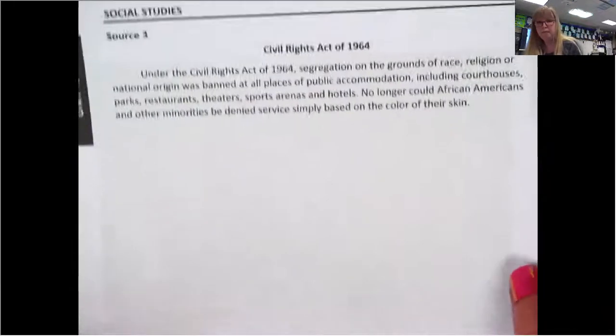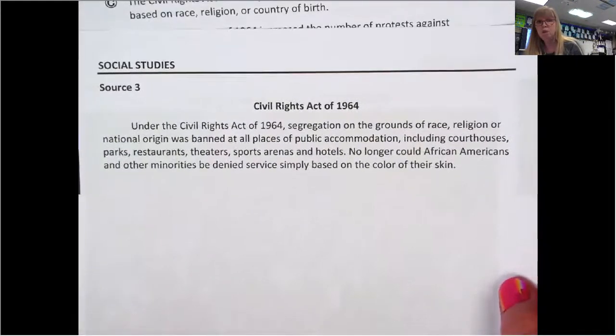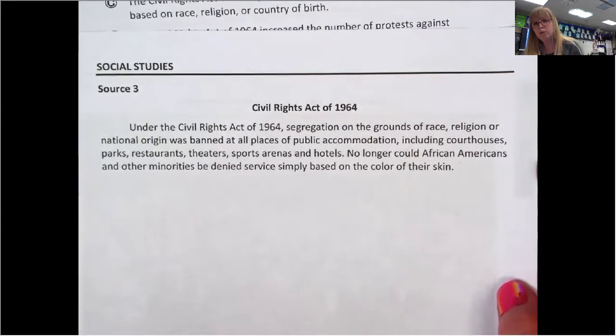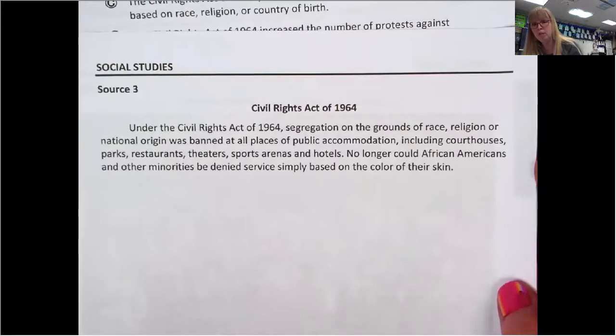Source three, Civil Rights Act of 1964. Under the Civil Rights Act of 1964, segregation on the grounds of race, religion, or national origin was banned at all places of public accommodation.